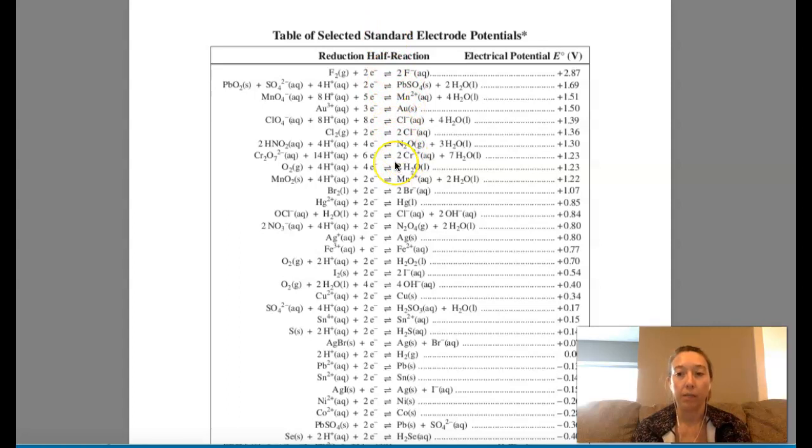Sometimes you guys see the double-headed arrows and you're like, oh, we're back in equilibrium. We're not back in equilibrium. It's just that I could either choose to use it in one direction or I could be using it in the other. It really just depends on what I've combined it with.